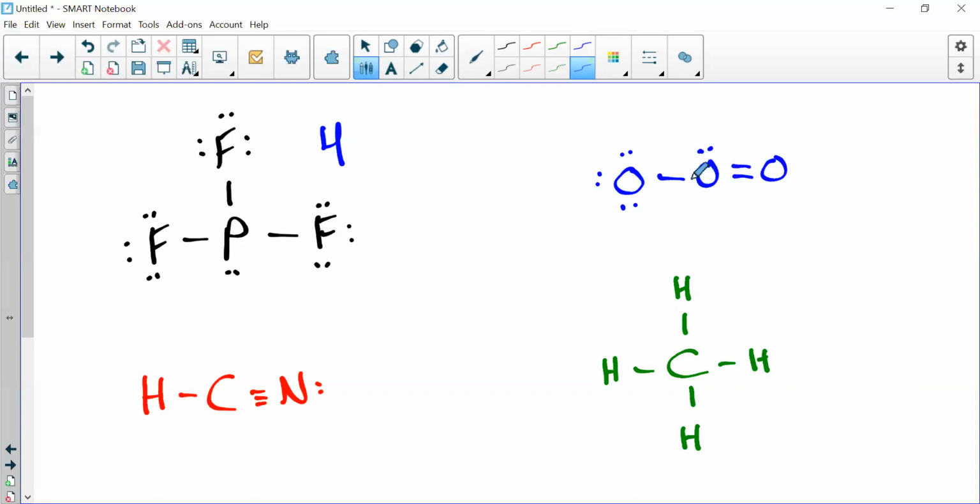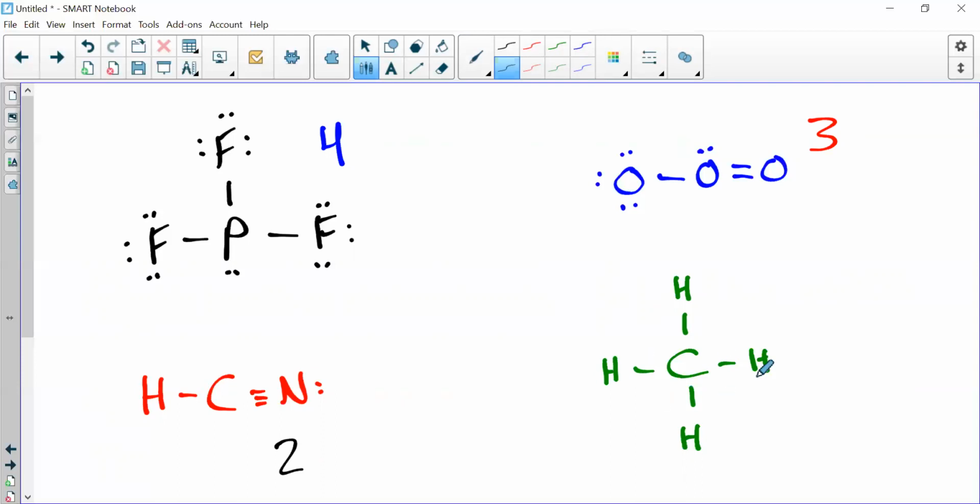Looking at this, remember this was ozone, O3. Looking at the central oxygen, how many electron domains do I have here? We have a single bond, we have a lone pair, and we have a double bond. That's 3. Not 4, 3. 2 of them are bonding, 1 of them is non-bonding. Looking at my HCN, looking at the central carbon again, that's all I care about. How many electron domains do you see? 2. You have a triple bond and a single bond, just 2.